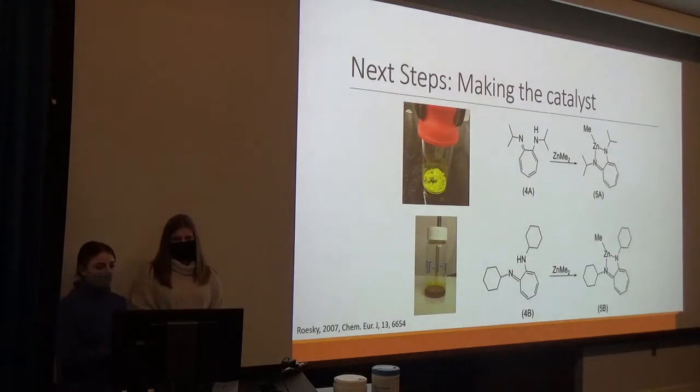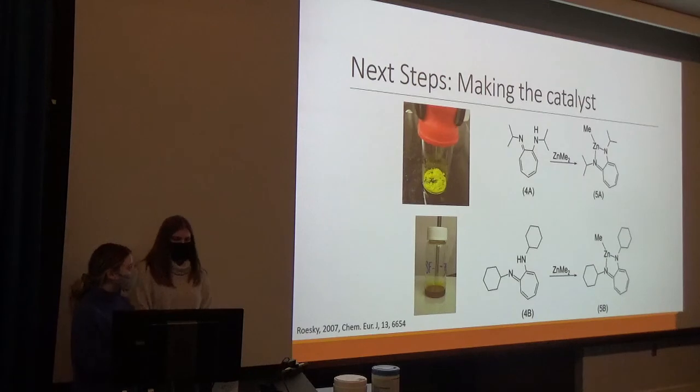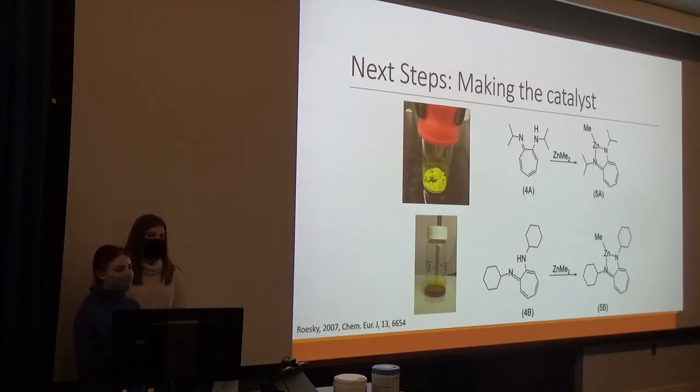For our final synthesis step, which we have not gotten to yet, we want to make our zinc catalyst. So shown are our products 4A and 4B, which is what we have right now. And we want to add dimethyl zinc, which is pyrophoric, which means it will spontaneously catch fire in the presence of air. So we will need to use that Schlenk line to add the dimethyl zinc, which will then deprotonate the nitrogen and create that bidentate zinc molecule, which we can use as a catalyst.